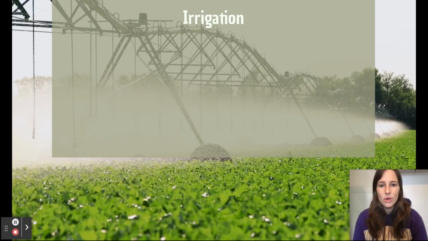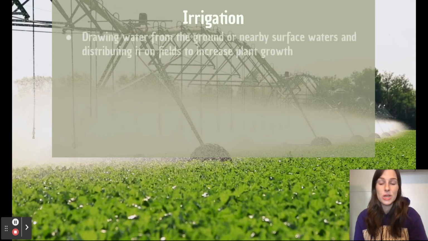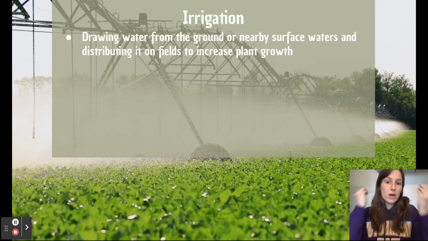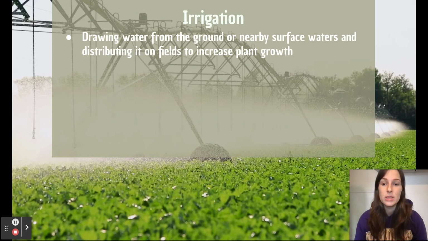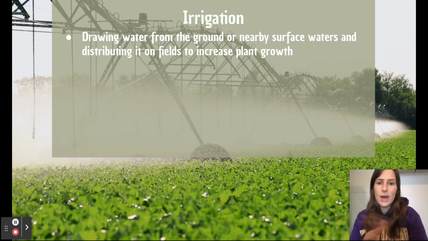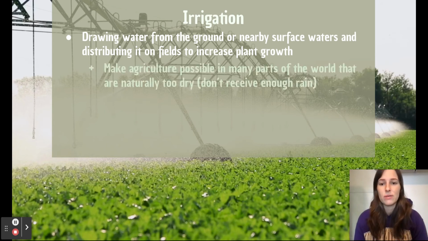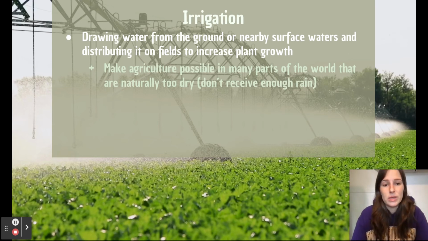All right, so next is going to be irrigation. And irrigation is how we are going to draw up water from the ground or nearby surface waters, and we're going to distribute it to fields to increase plant growth. There's a lot of different types of irrigation, and we'll talk about these later, but this is just the general term for it. Now, what it does is it makes agriculture possible in many parts of the world that are naturally too dry and don't receive enough rain.